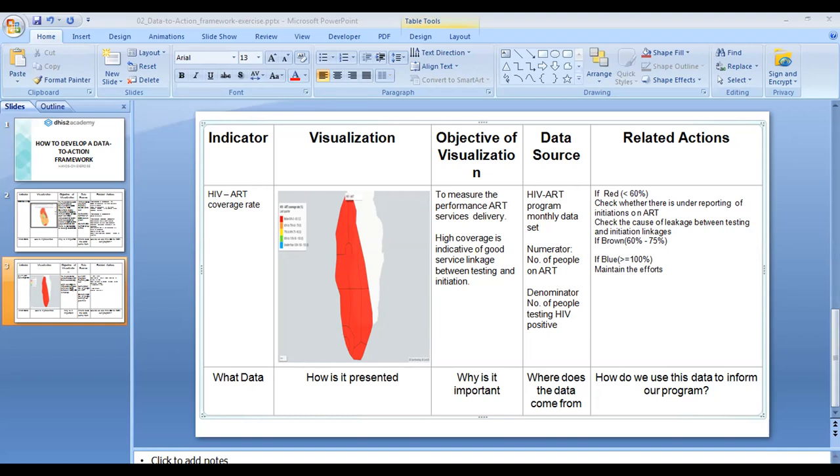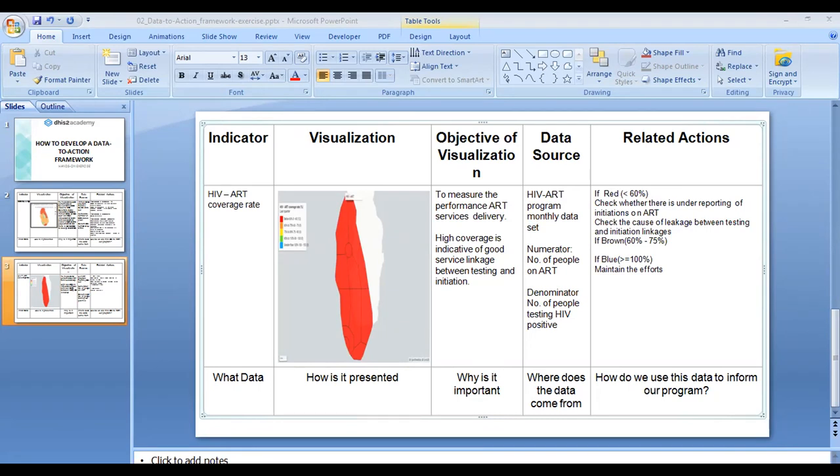The numerator we're using is the number of people who are actually on ART, and the denominator is the number of people that tested HIV positive. So for the related actions, we figured that if any of those districts records a rate of less than 60%, the administrator is to check whether there's underreporting of initiations of people on ART. Also, it would be a good idea to check the causes of leakages, if there are actually leakages between testing and initiation.